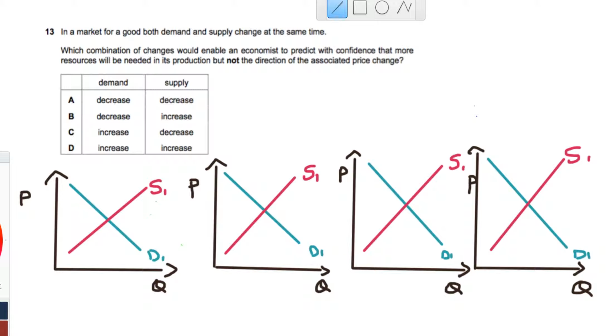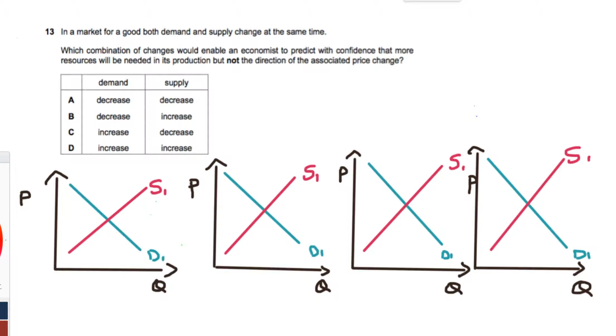Question number 13. In a market for a good, both demand and supply change at the same time. Which combination of changes would enable an economist to predict with confidence that more resources will be needed in its production, but not the direction of associated price change?